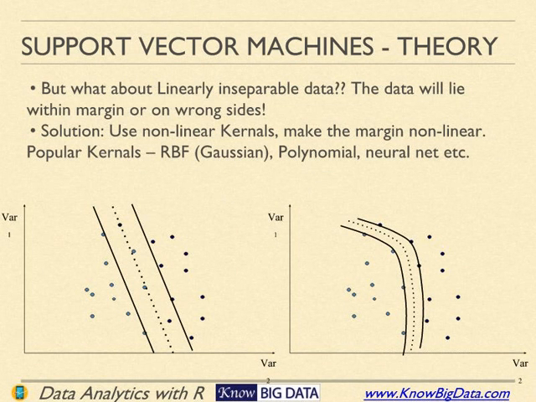But what about linearly inseparable data? Let's say our data is like this. If you have to make the groups in this manner, what happens? Similar to that, the solution here is using nonlinear kernels, making the margin nonlinear. Popular kernels are Gaussian, polynomial, neural net, etc.